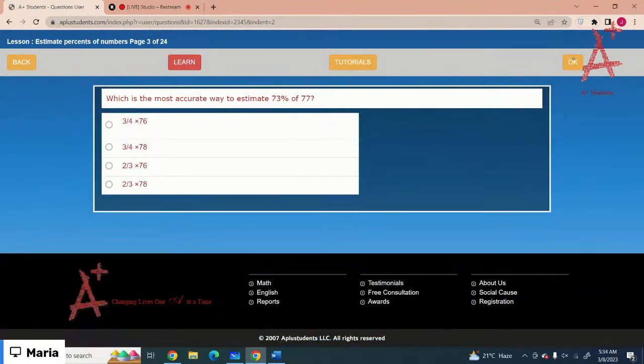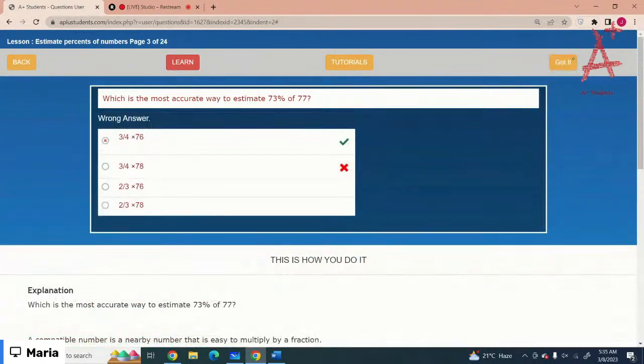Okay, 73% of 77. So 73% is almost near to 75, and we can write 75 as 3 over 4. Got it? Also, you cannot divide 77 by 4, so it would be rounded off to 78. So that is 3/4 of 78. Got it? The correct option is 3/4 of 76. Yes, 3/4 of 76. You cannot divide 78 by 4, but 76 can be divided by 4. So it is 3/4 of 76. Got it?